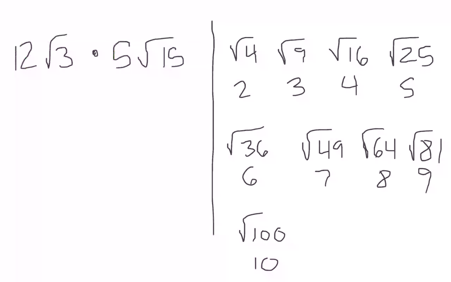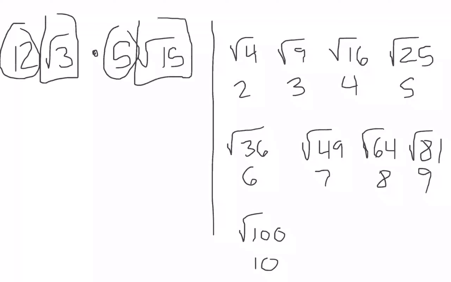Okay, in the second example, we have 12 radical 3 times 5 radical 15. And so when I look at this, I'm going to multiply again my whole numbers together and my radicals together. And so when I multiply my whole numbers, 12 times 5 is 60, and radical 3 times radical 15 is radical 45.